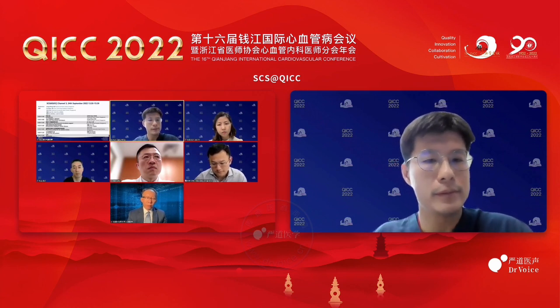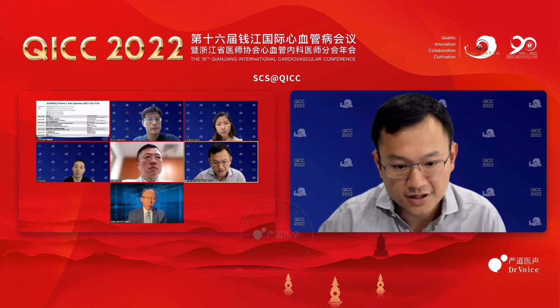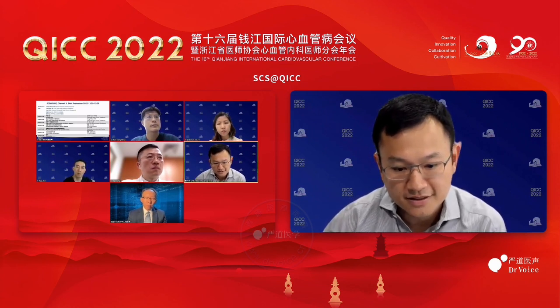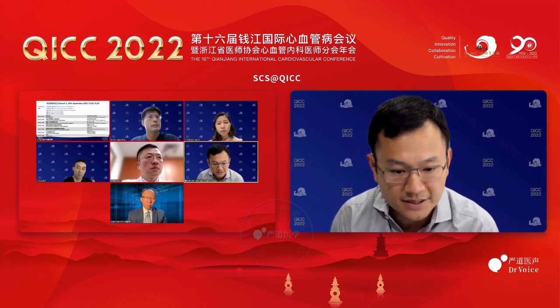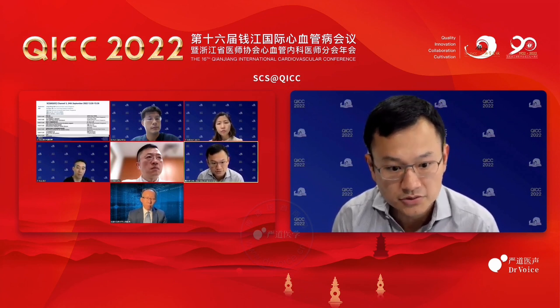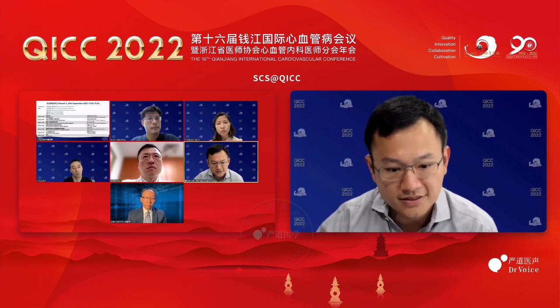Yep, I would probably agree with that. I think if you have imaging available in your lab, then there is very little reason not to use it. Of course, some labs may not have imaging available, so then there's no choice. But if imaging is available, I think left main is the one lesion that you really want to get right.